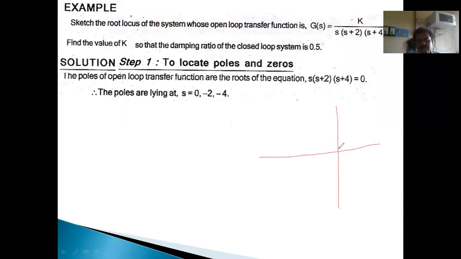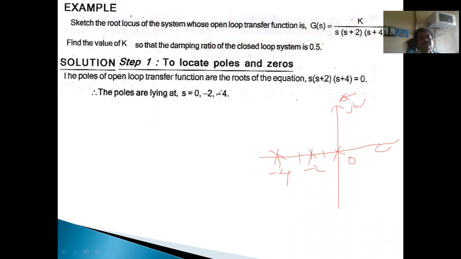So this is our s plane. Marking s = 0, -1, -2, -3, -4. If we fix like this, at s = -2 there is one more pole, and at s = -4 we have one more pole. So the poles are at s = -2, s = 0 and s = -4. Sorry, this is not the j omega axis, this is the real axis. All three poles are on it.